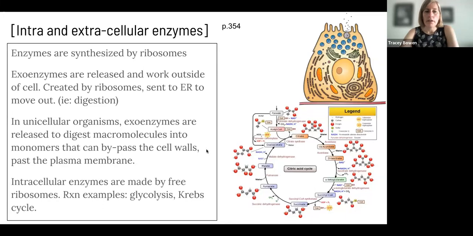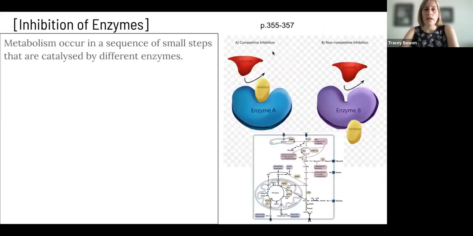Intracellular enzymes are made by free ribosomes, so they're not attached to the endoplasmic reticulum, and they're going to be used for processes within the cell. Examples of reactions that would require intracellular enzymes would be glycolysis or the citric acid cycle, which is also sometimes called the Krebs cycle. Enzymes can be inhibited in different ways. The two ways that we're going to talk about here are competitive inhibition and non-competitive inhibition.